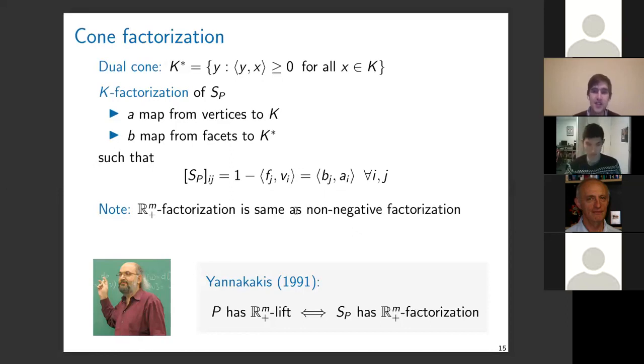that this certifies that all these entries are non-negative, right? Because if I take the inner product of ai, which is in the cone, and bj, which is in the dual cone, then by definition this should be a non-negative quantity. So this is somehow a little bit stronger than saying that the slack matrix is entry-wise non-negative. It's saying that in fact, I can certify those inequalities using this cone K and its dual cone. In particular, for this slide, we're going to be interested in factorization through the non-negative orthant.